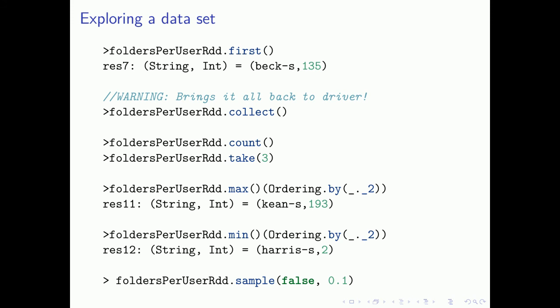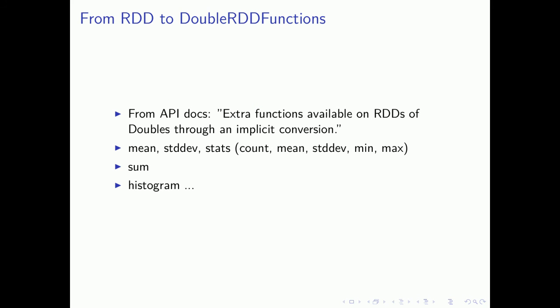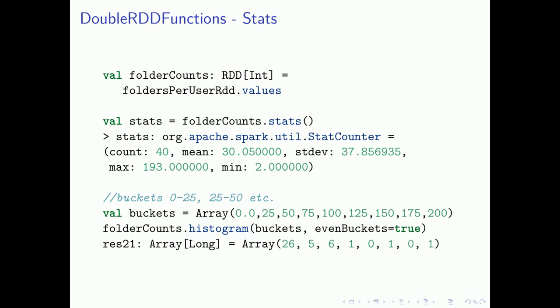And then, of course, I have these double RDD functions where I can figure out what the mean is, the standard deviation, the stats overall, the sum, histograms. So what I can do is, for the folders, I just take the values. Remember, right now, what we have in this folders per user RDD is the username and how many folders they have. So I just want to find out how many folders they have.